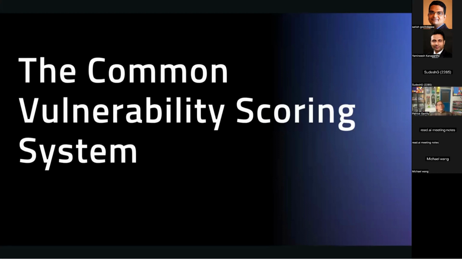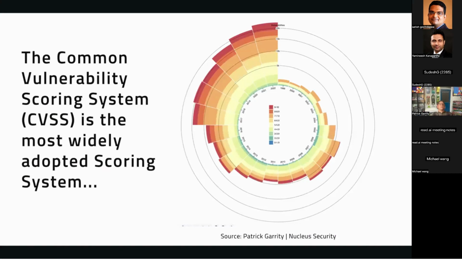And so, historically, you have the Common Vulnerability Scoring System, CVSS. If I map this out accordingly, I like to tell stories through pictures, but it's the most widely adopted scoring system. The challenge is that 56% of vulnerabilities are scored 7 or higher, critical or high, which makes it really difficult.